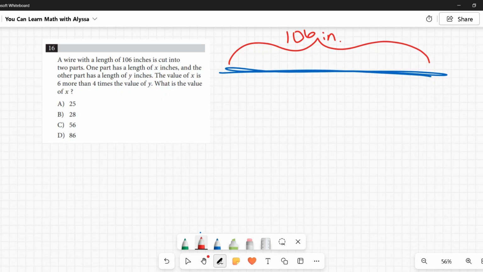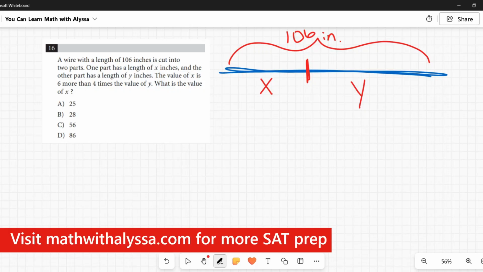Okay, so I'm just going to make a little line here. I don't know what the proportion is yet. I know this is not the correct proportion, but I'm going to call this X and this Y. This is just a visual representation to help me get my head around the word problem. All right, so one part has a length of X inches, the other part has a length of Y. The value of X is 6 more than 4 times the value of Y. What is the value of X?